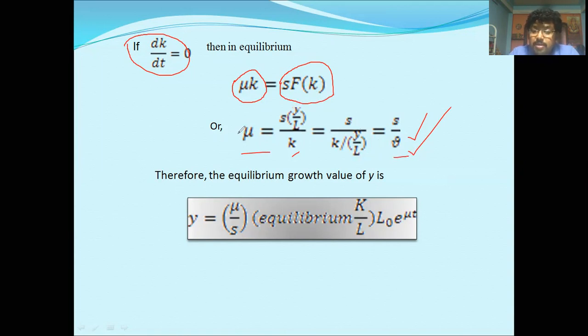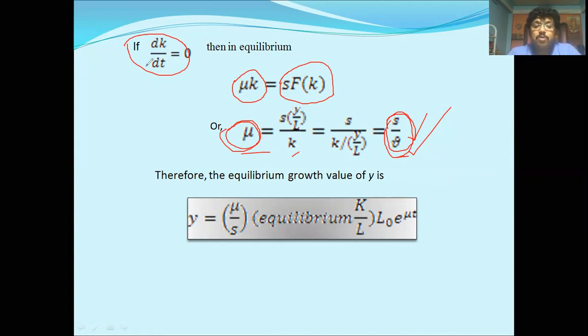So what does it mean? It means that the natural rate of growth is equal to the warranted rate of growth. It is nothing but the relationship between the natural rate of growth and the warranted rate of growth. So when the rate of increase in the capital per head is 0, that means the rate of increase in the savings per head is equal to the rate of increase in the capital accumulation per head. Both the natural rate and the warranted rate are the same.